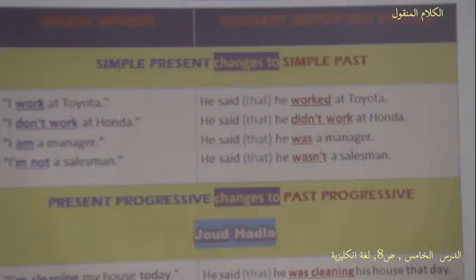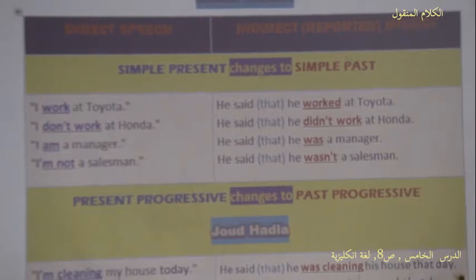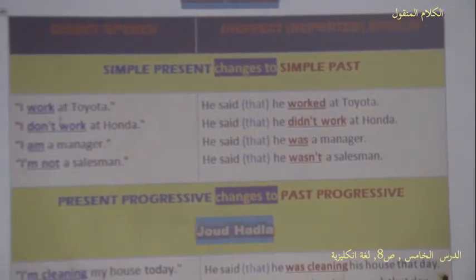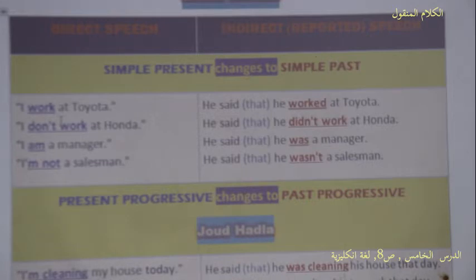We always change simple present to simple past tense. You all know the form of present simple: it's the first form of the verb. For example, "I work at Toyota." Here the verb is underlined and highlighted for you. In this case, he said that, or she, depending on the situation.